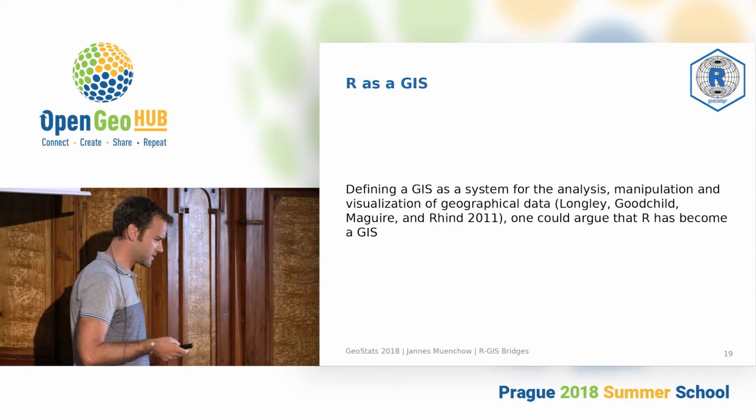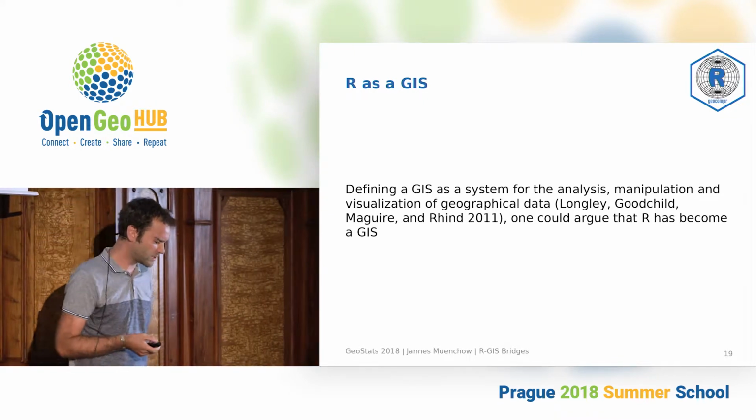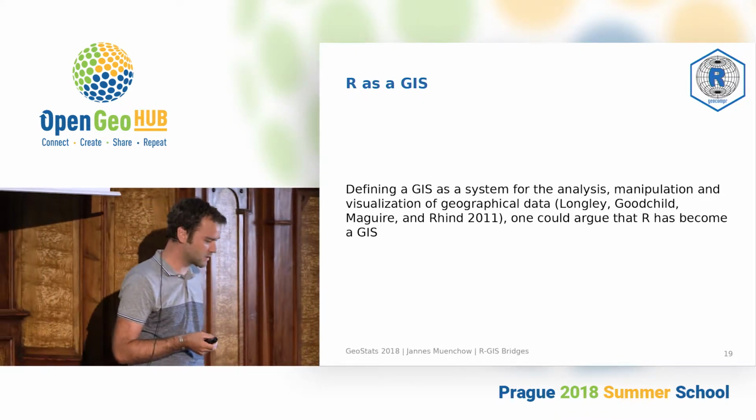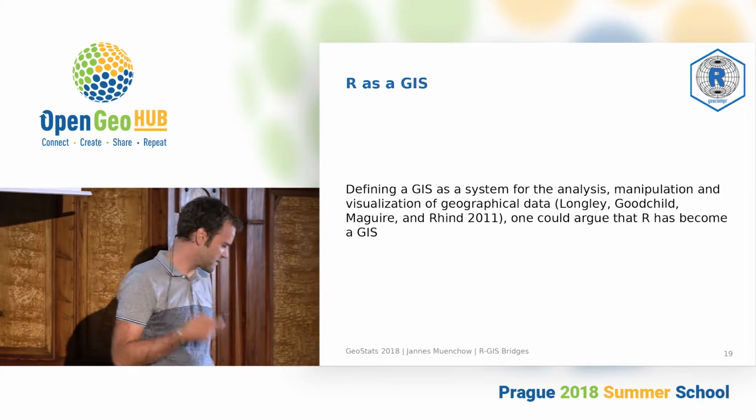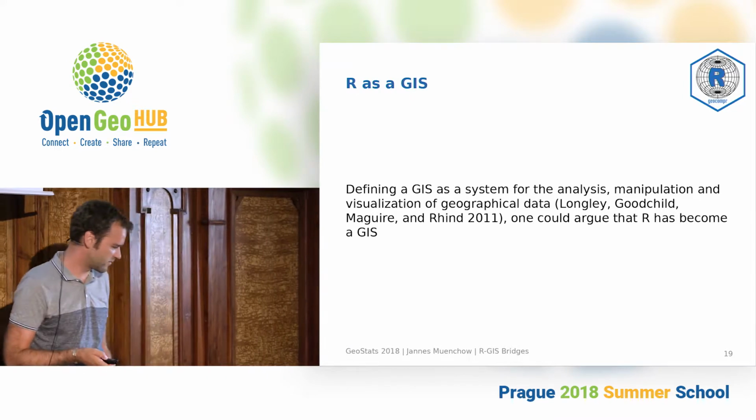So defining a GIS as a system for the analysis, manipulation, and visualization of geographical data, we can say R has become a GIS. This is the Longley et al. definition of a GIS.